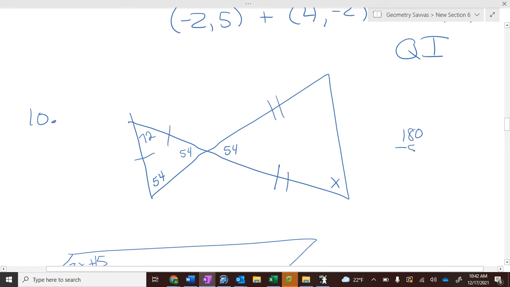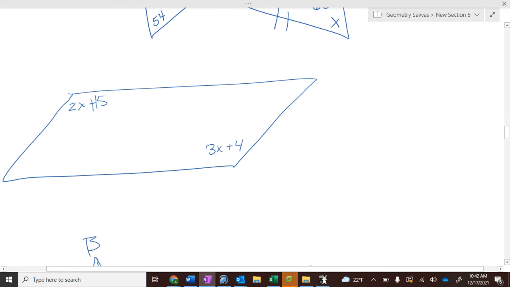180 minus 54 is 126, so it's 63. Woo! So close. 10 off. Or 11, 9 off. Yeah. 10 off. One of them.